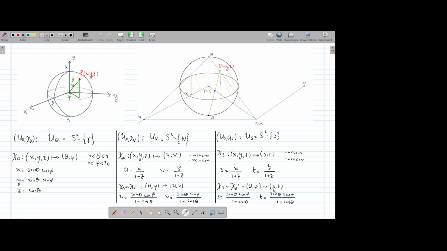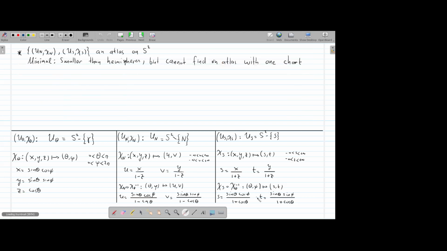And this chart is compatible with the rest because this relation here that gives the coordinate transformation from the theta phi coordinate system to the ST coordinate system is well defined and differentiable. You see that those two charts form an atlas on the sphere, because the union of U_N and U_S covers the whole sphere. It is also minimal because we cannot find any atlas that contains less than two charts.